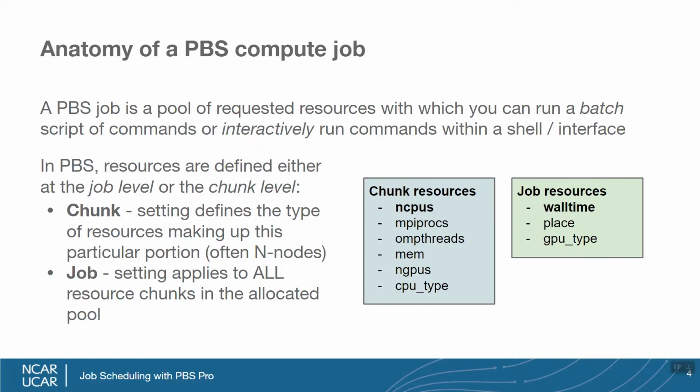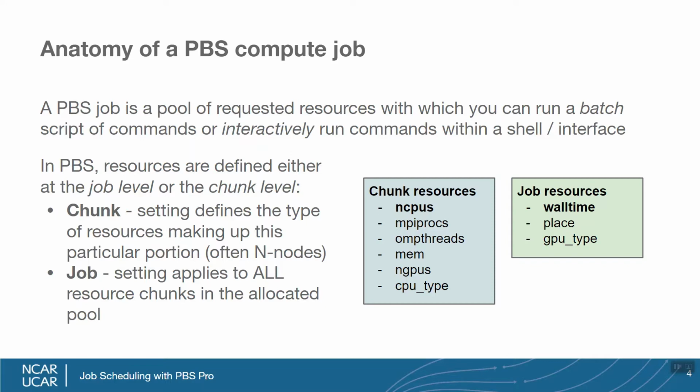So at the chunk level, you would have things like NCPUs, this would be the number of CPU cores you have access to, MPI procs, which is MPI processes or tasks, OMP threads, so that'd be OpenMP threads, the mem, which would define the amount of memory that's available to your job, and then on Casper, you'd have NGPUs, which would give you access to a number of GPUs.